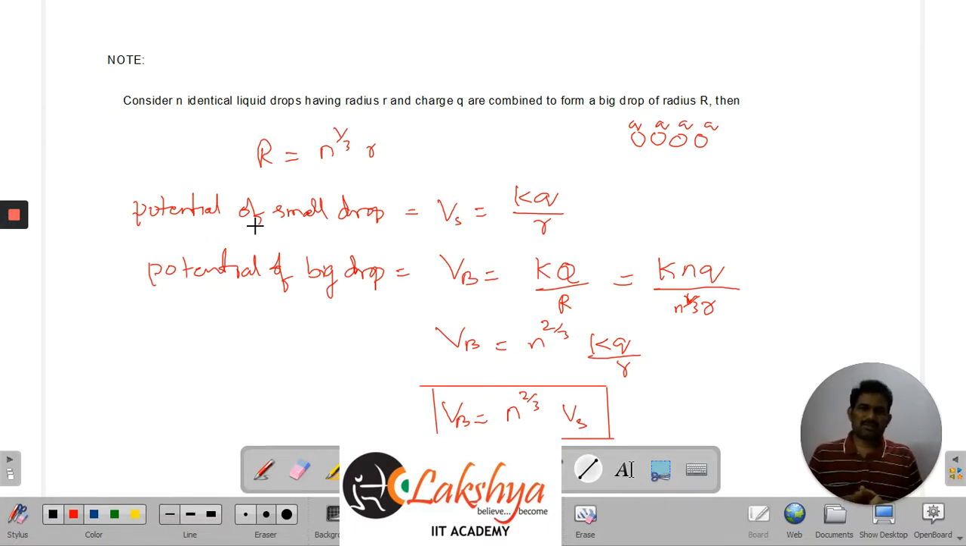Now in this week you need to solve just the direct applications of the potential due to continuous charge distributions and potential due to point charge distributions, and potential energy related sums. In the next class I will explain those problems based on continuous charge distribution and the conservation of energy with continuous charge distribution problems.